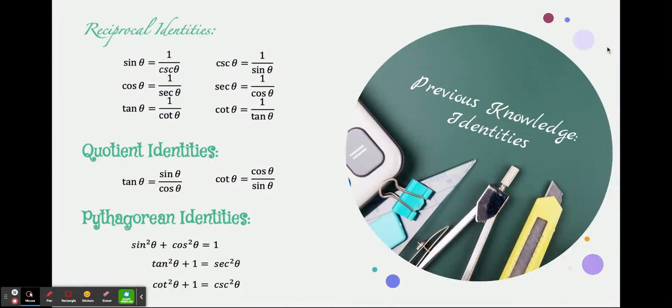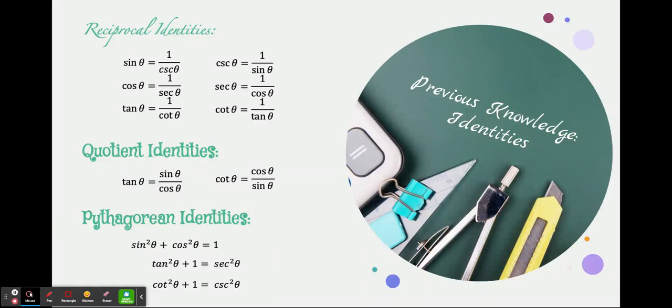Previous knowledge: identities. We've previously seen the reciprocal identities. Sine of theta is equivalent to 1 over cosecant. Likewise, cosecant is equivalent to 1 over sine. Cosine is equivalent to 1 over secant, and secant is equivalent to 1 over cosine. Tangent is equivalent to 1 over cotangent, and cotangent is equivalent to 1 over tangent.